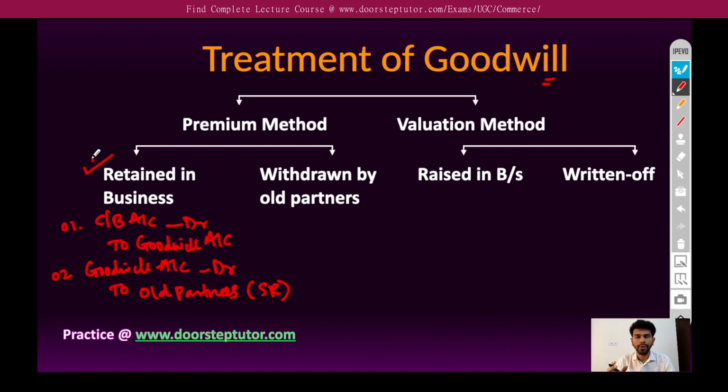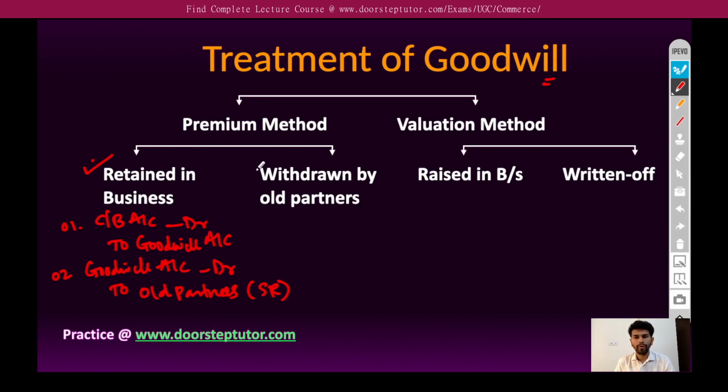If the amount of goodwill is retained in the business, then the entry will be cash or bank account debit to goodwill account. The first entry will be when the incoming partner brings goodwill in the form of cash. And the amount of goodwill will be distributed among old partners in sacrifice ratio. So the entry will be goodwill account debit to old partners capital account or current account in sacrifice ratio.